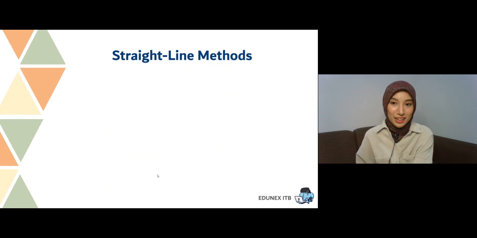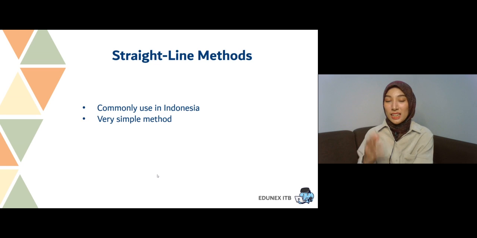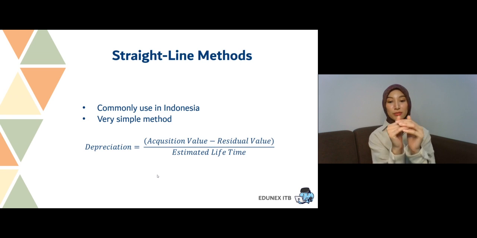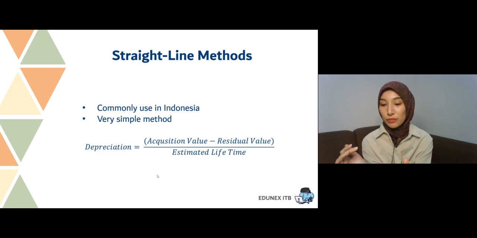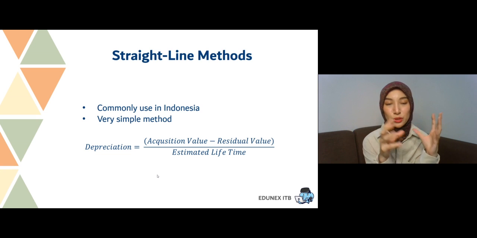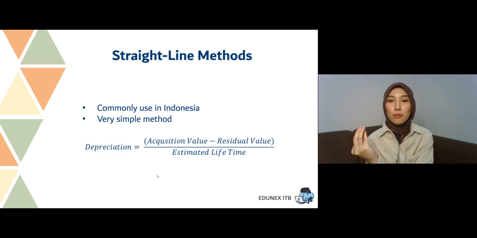And now we have the straight-line method. It is quite simple because it is what is usually used in Indonesia, and it is a very simple method because we only have to divide the acquisition value minus the residual value by the estimated lifetime. So we have to know the acquisition value, or the value when we bought it, and then we estimate how much the residual value, or the leftover value, will be by the end of its lifetime. Then we divide the value, and we get the depreciation value for each year.